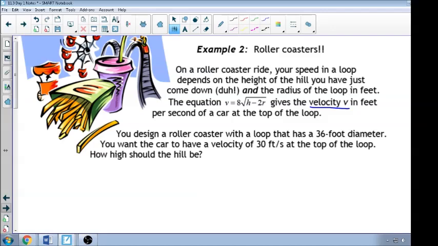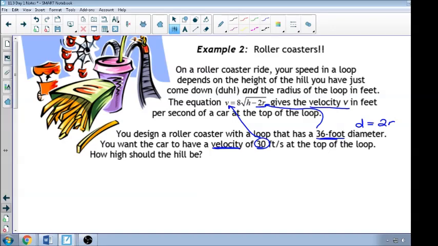Okay? You design a roller coaster with a loop that has a 36-foot diameter. Now, diameter, d, is equal to 2r. So if you look at our equation, I have 2r already. That means that I can just take this 36 foot and put it in for 2r. You want a car to have a velocity of 30 feet per second. So velocity is v. So I'm going to take the 30 and put it in for v.